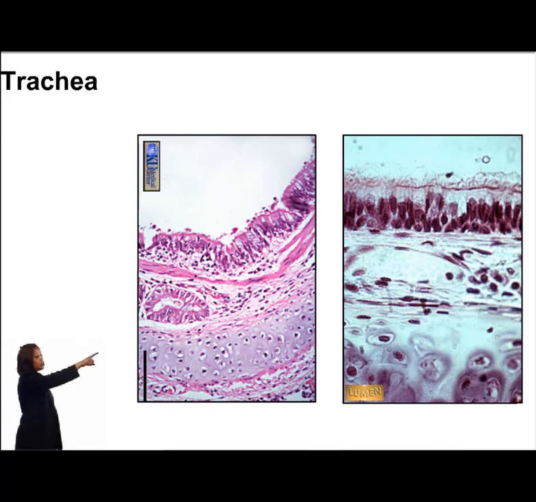Now on your right you see a trachea with only part of the lumen showing. You see the epithelium, you can look at the cilia. What you also see is the hyaline cartilage.